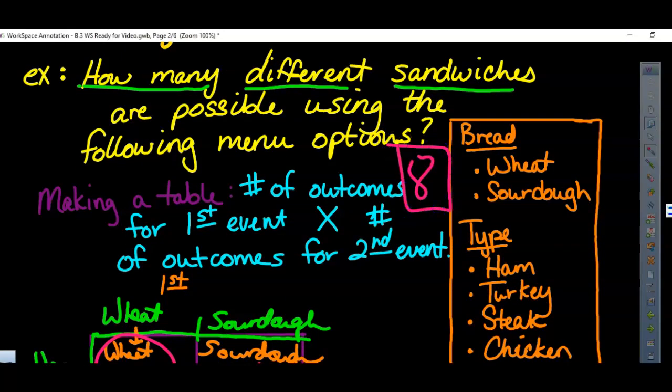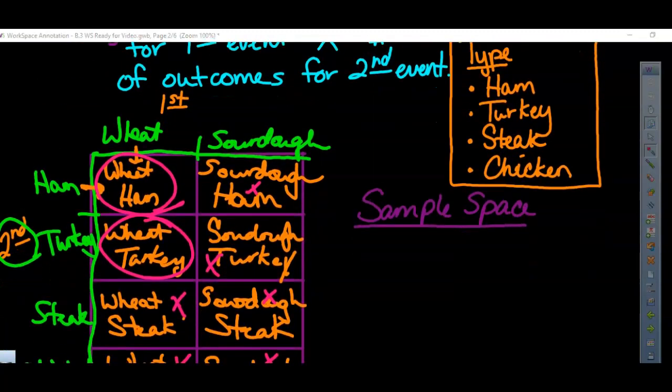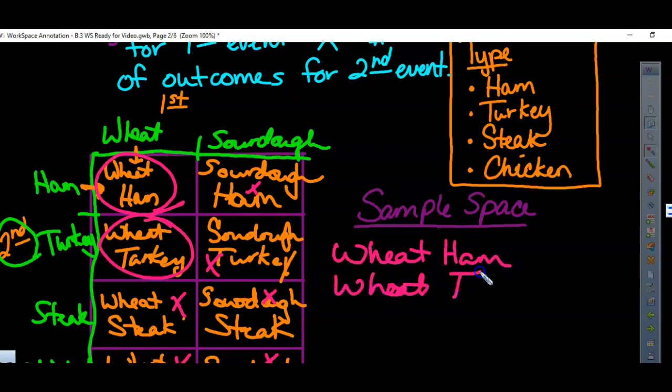Okay? If they asked what they are, that's where the actual sample space, that list, comes in. And we would literally have to write down all of them. Wheat, ham, wheat, turkey, and so on and so forth until we got them all down. Okay? That's how you create a table for sample space.